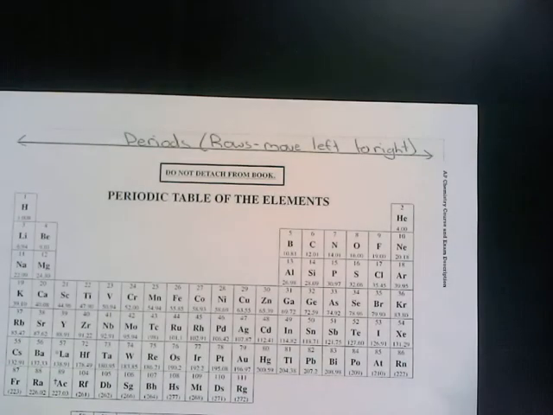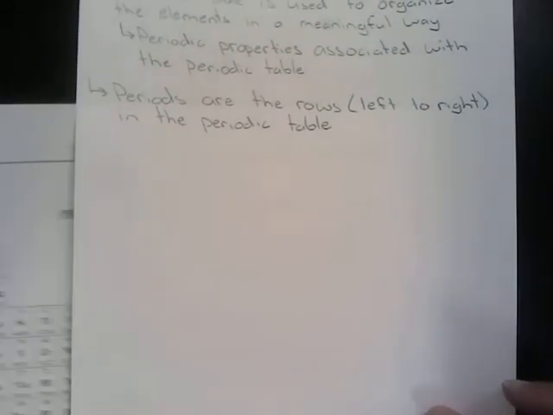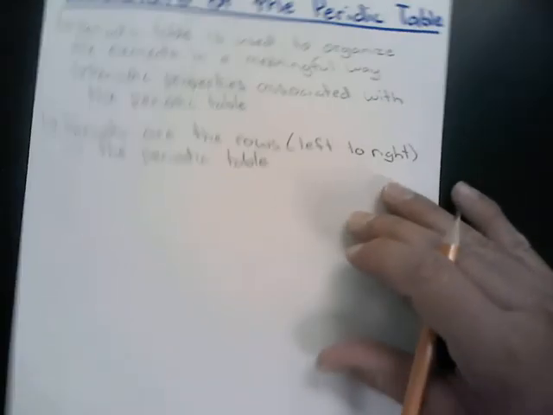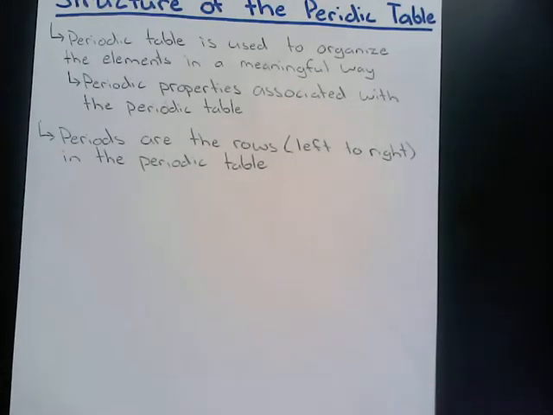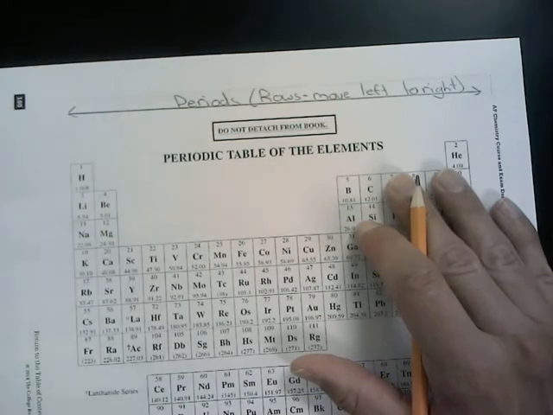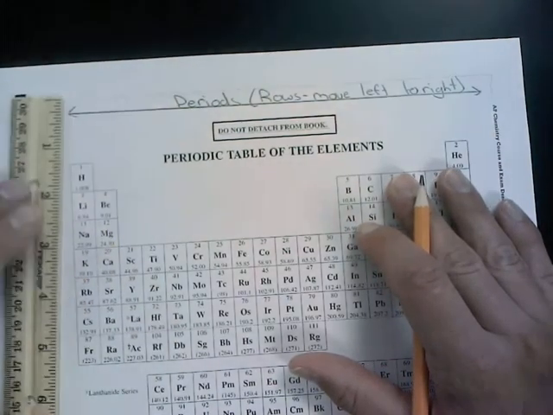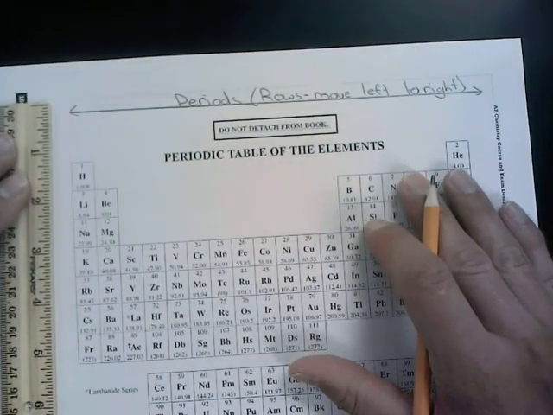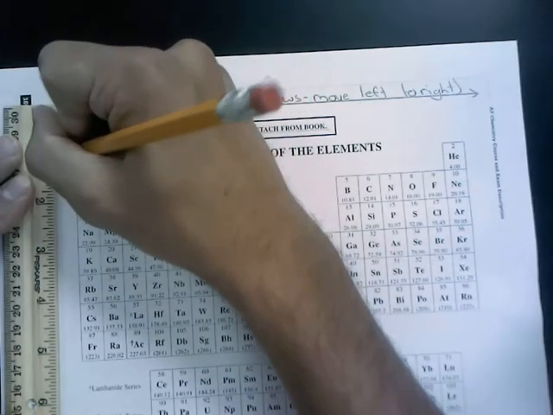Now, the second thing that I want you to know is that groups are the columns, or the up and down portion of the periodic table. And so again, we'll write this down, and then we'll go over to our periodic table, and we will use it to put that information here. So again, groups are the up and down portions, or the columns, in our periodic table.